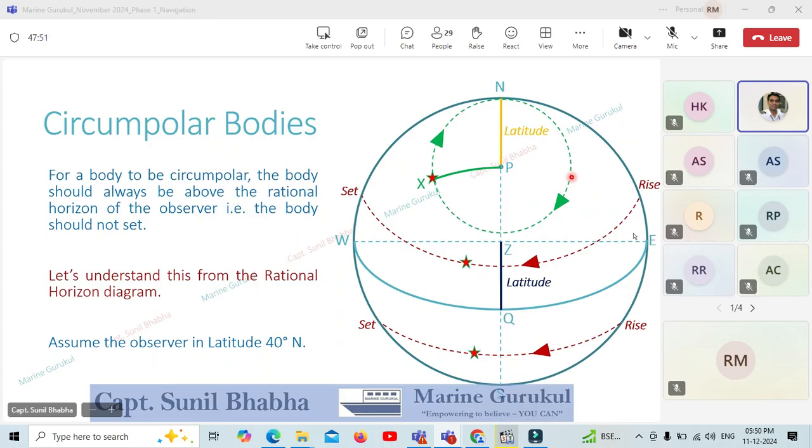So one thing we have seen from this diagram is that it is certainly not possible to have a body circumpolar with lat and dec of opposite names. So one condition which we can pick up from this rational horizon diagram is that for a body to be circumpolar, the first condition is that the latitude of the observer and the declination of the body should be of the same name.